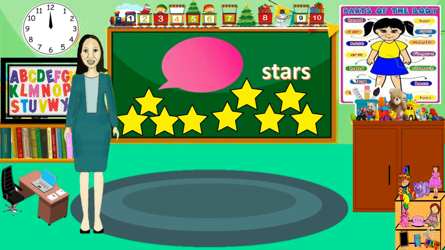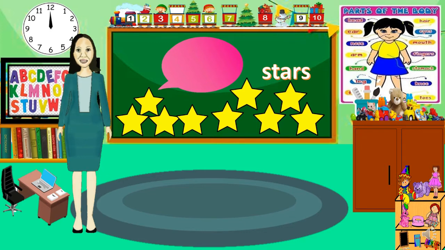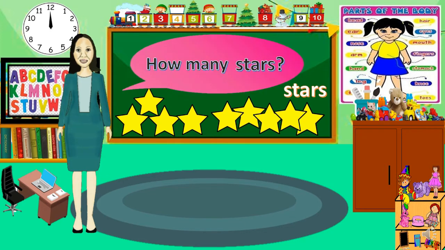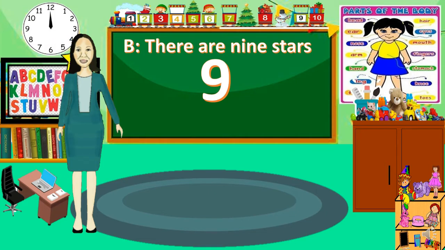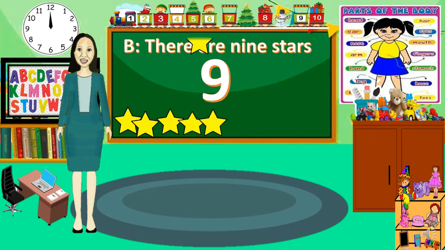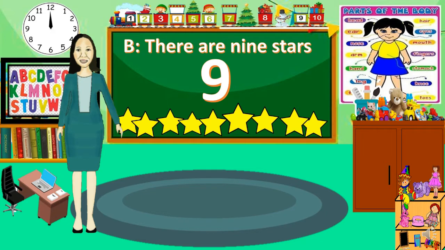Stars. Okay, if you answer this question, you are correct. How many stars? Okay, can you answer now how many stars you can see? There are how many stars? 1, 2, 3, 4, 5, 6, 7, 8, 9. There are 9 stars. Good job.